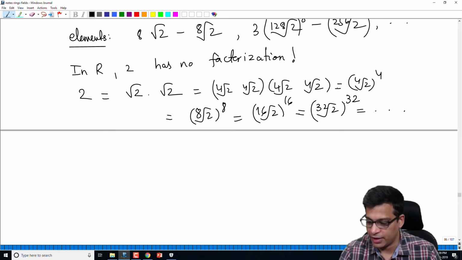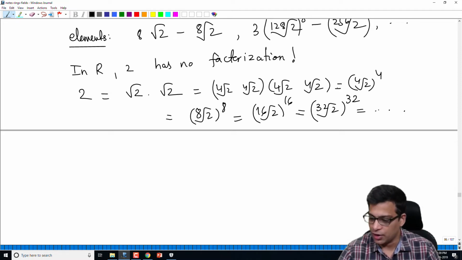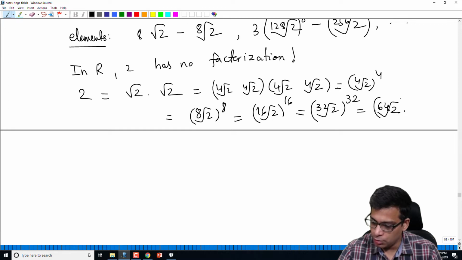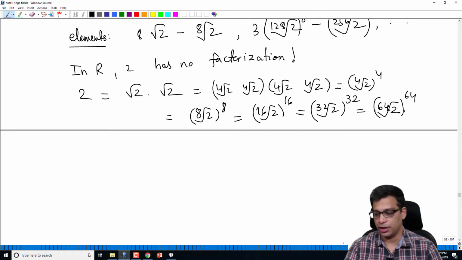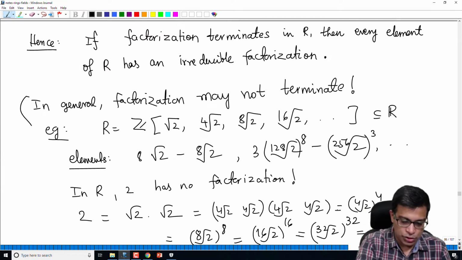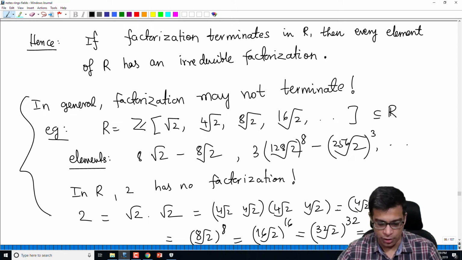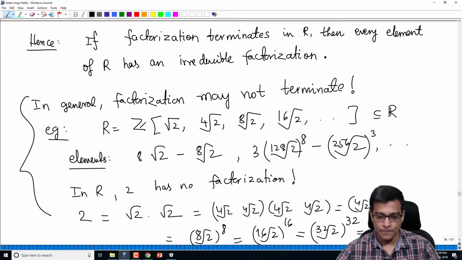You can't say this is a factorization because the 32nd root of 2 is not an irreducible element. It further becomes the 64th root of 2 squared. So you can keep doing this. At any stage, you don't have a factorization, so you have to keep going. So this is a strange ring. Of course, it won't happen in most common rings, and for example it doesn't happen in Noetherian rings, as we will see later.